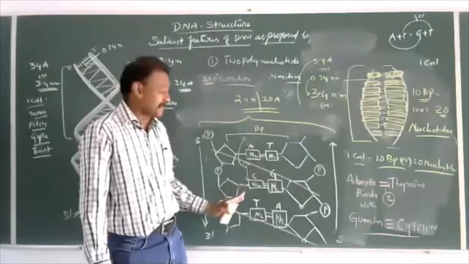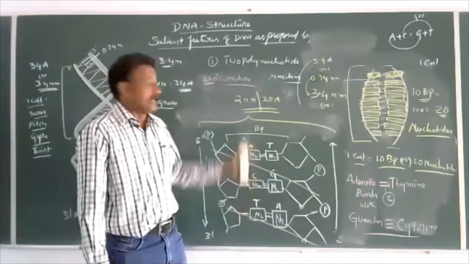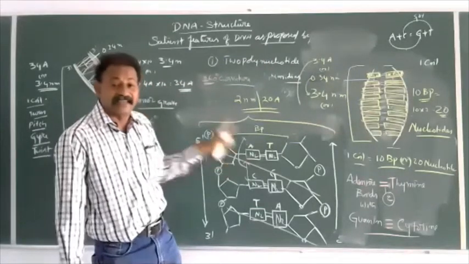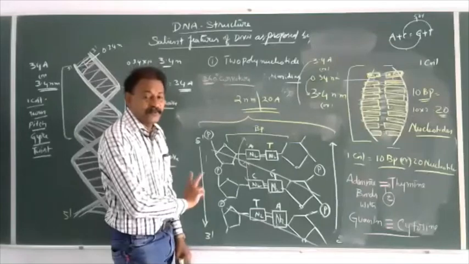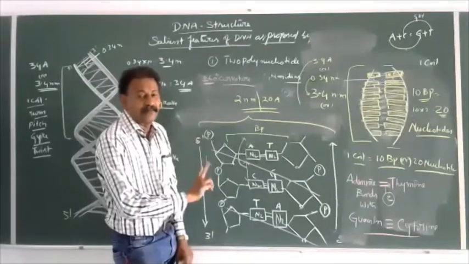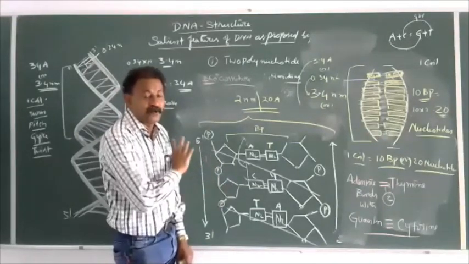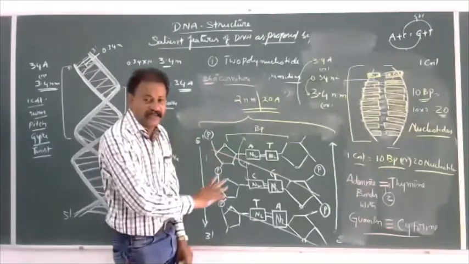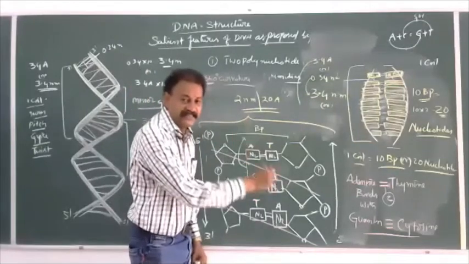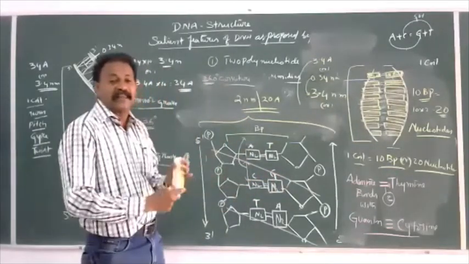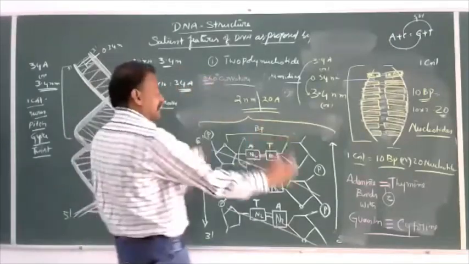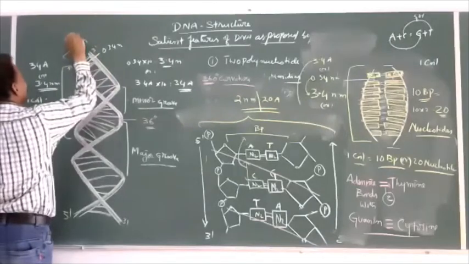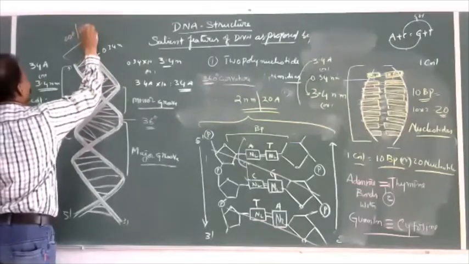As per Chargaff's rule, in the famous DNA double helix model, Watson and Crick have given that a purine always bonds with a pyrimidine and a pyrimidine bonds with a purine. There is no other alternative. A bonds with T only, T bonds with A only, G bonds with C only, C bonds with G only. Then only are they able to maintain the width, the distance between the two strands, that is 20 angstroms or 2 nanometers.